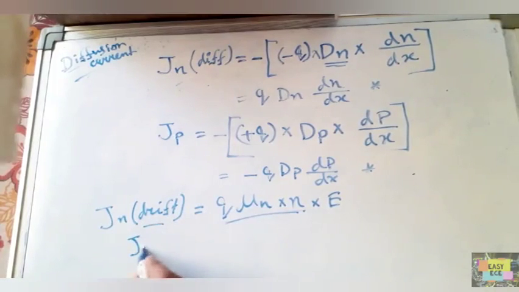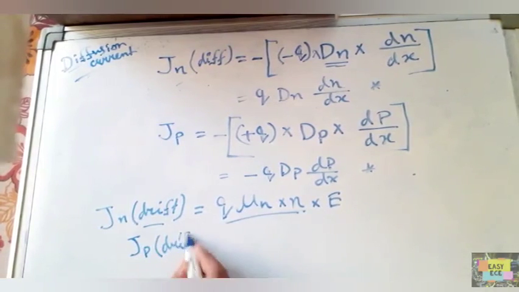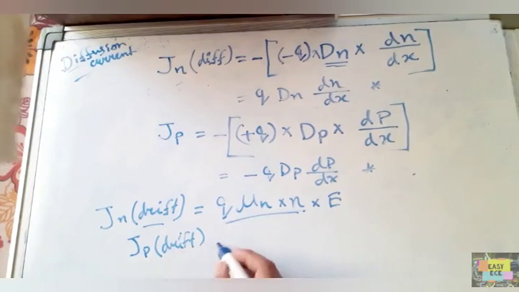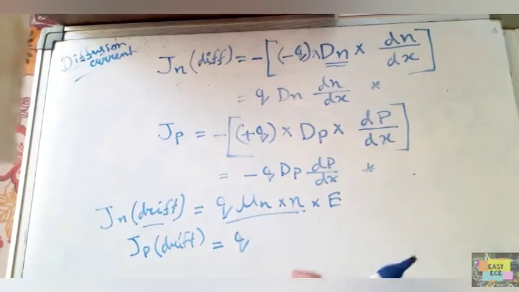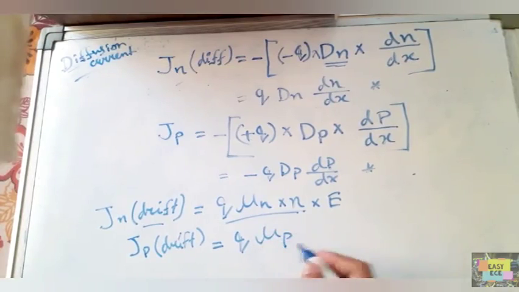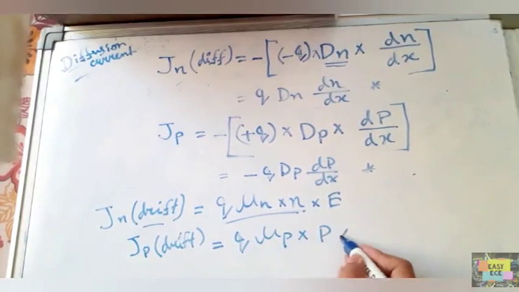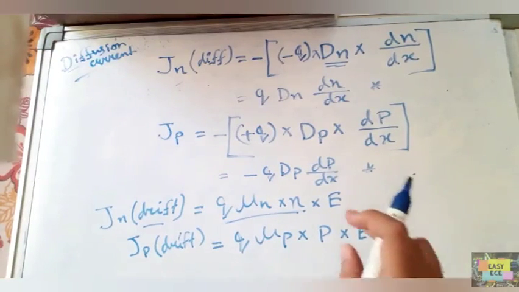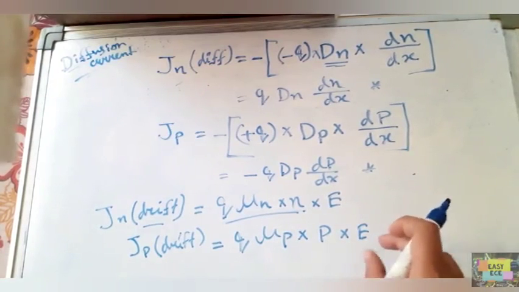Now Jp drift, that means the drift current density for holes, equals, obviously again, charge Q. There is no sign, no positive or negative sign, for electrons or holes. Both are only magnitude parts. Drift means only magnitude parts. So that's why both are positive. So Jp drift equals Q into mu p, the mobility of holes, into p, the concentration of holes, into the electric field. So this is the drift current density for electrons and for holes.